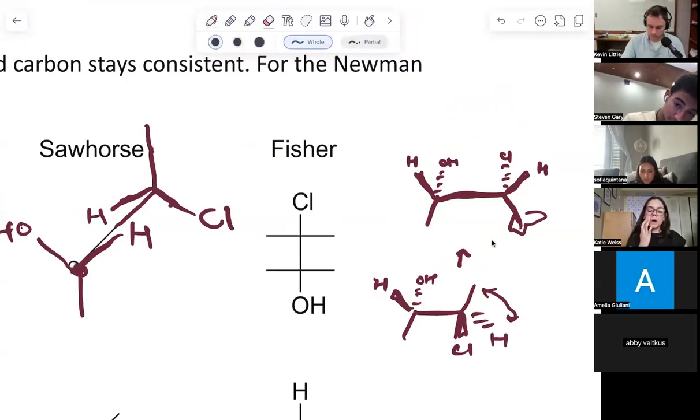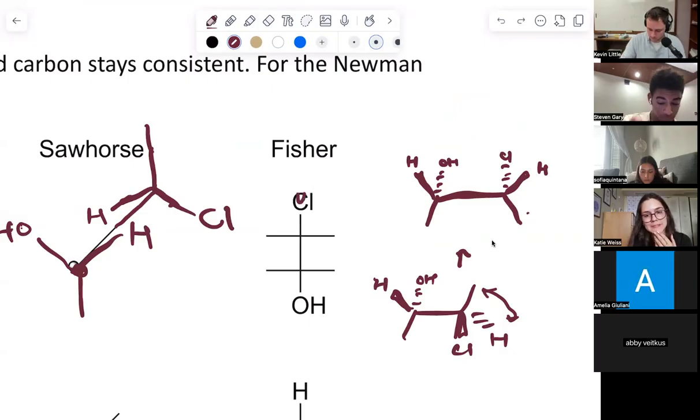But you'll notice a problem. Because I've locked the Fischer projection, this is my doggy head, and this is my doggy tail. Right now they don't match this drawing. So I've got to rotate it to get this OH to be my tail and this chlorine to be my head. So we're going to start with the left side.